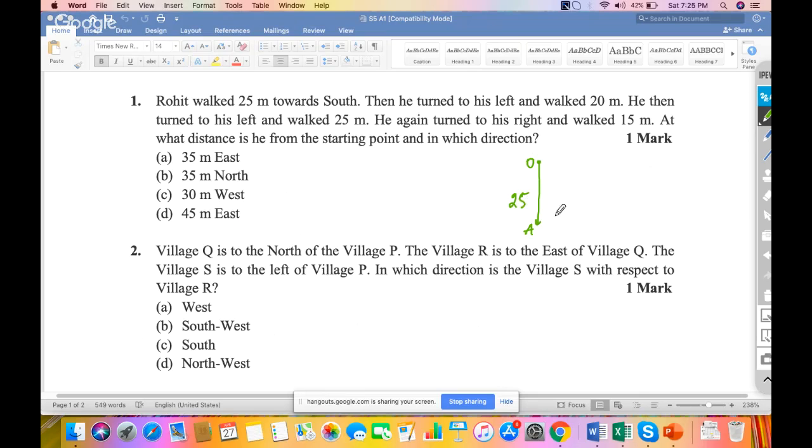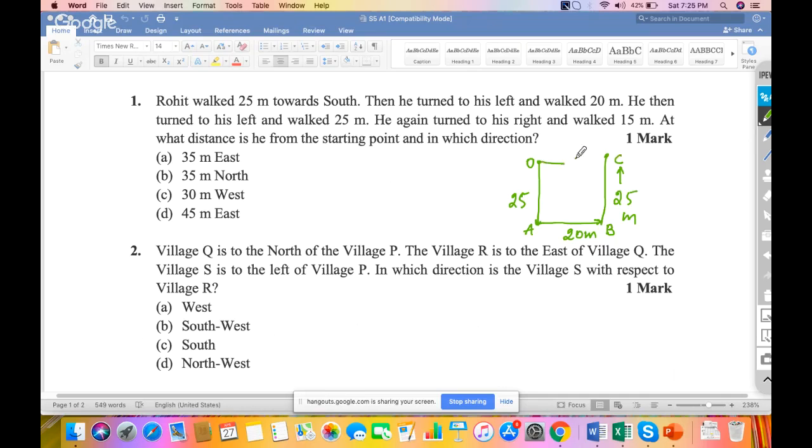Then he turned left. So this would be left, and he's walking 20 meters. So this is B. He then turned to his left. So this would be left. And then he walked 25 meters. So he came down 25 meters. He is going up by 25 meters. And then he turned right and walked for 15 meters.